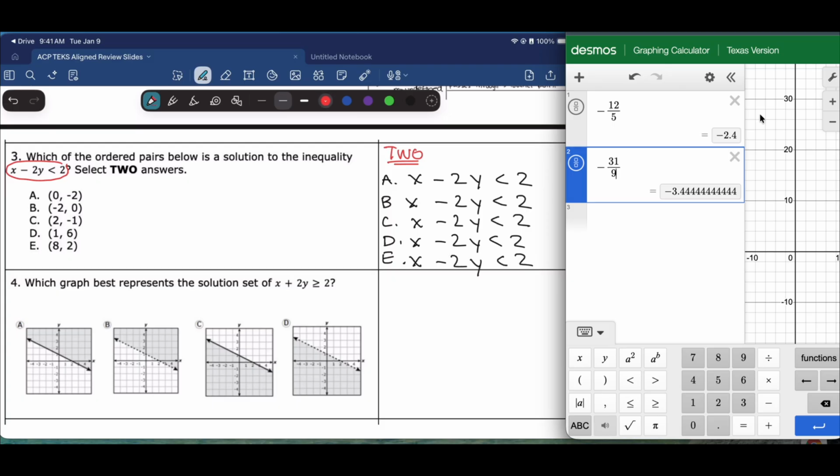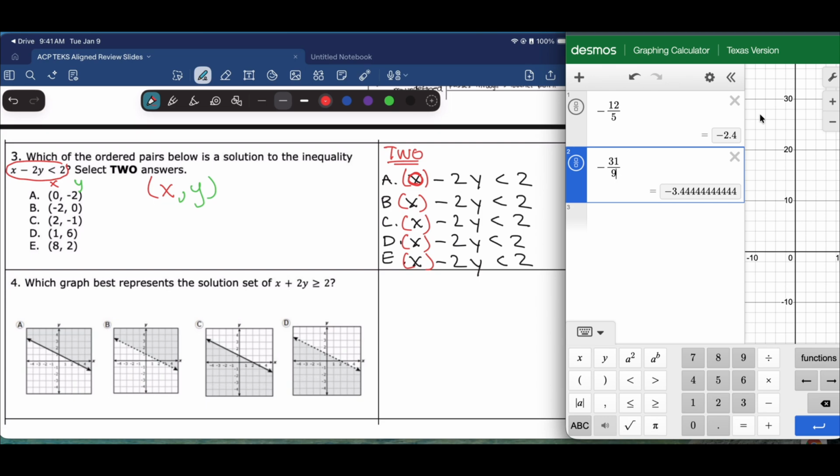Now, here's the super important part. Our x is always first. In a point, it's always x, and then comma y. So my first one, x, and then y. Right here, I'm going to put parentheses around all my x's, and I'm going to fill them in. A is 0, so I'm going to put 0 here.